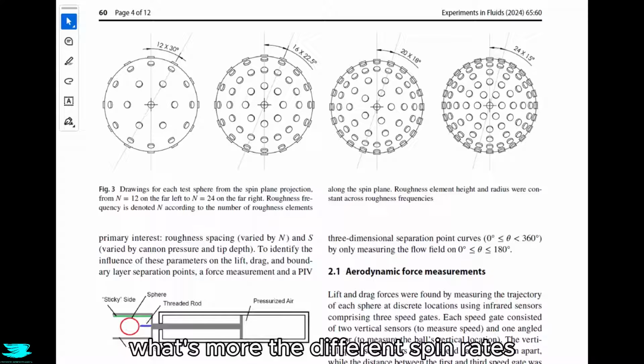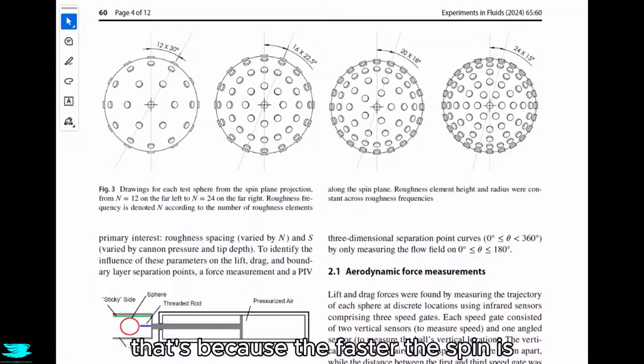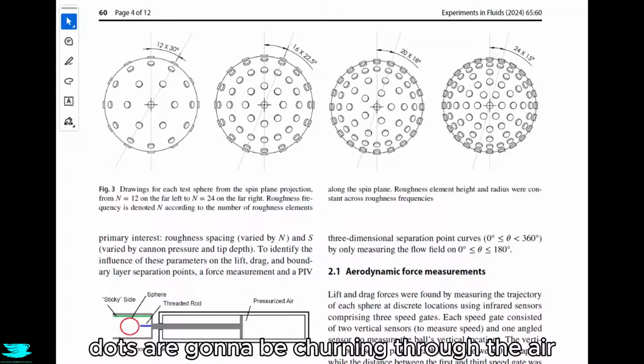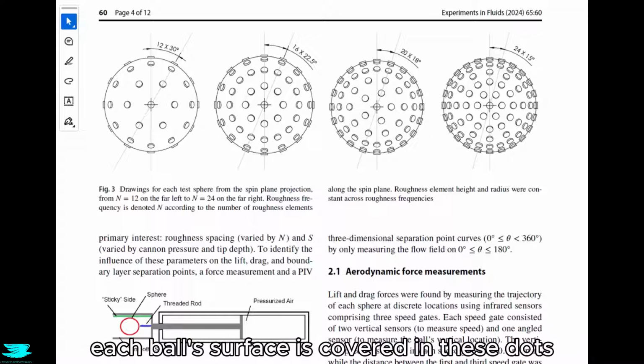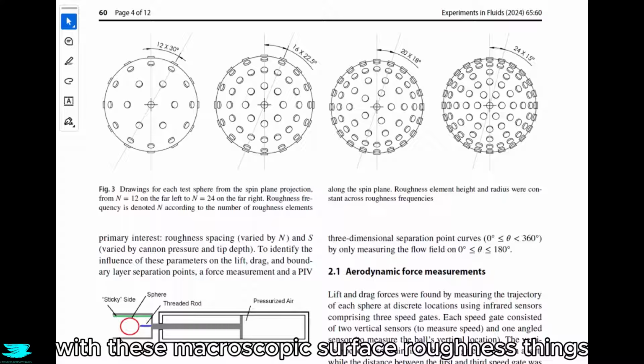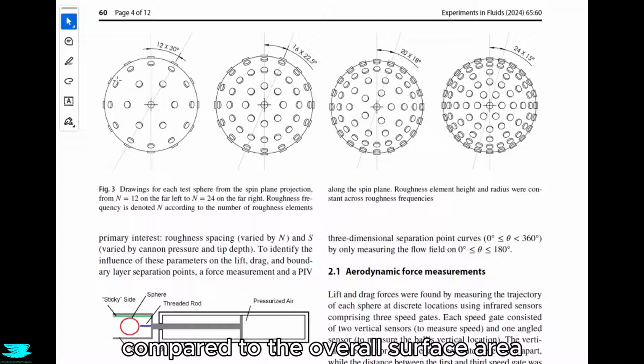What's more, the different spin rates also tell us how much these dots will churn up the flow too. That's because the faster the spin is, the more these dots are going to be churning through the air. Now, the authors have quantified how much of each ball's surface is covered in these dots with these macroscopic surface roughness things. And the way they did this was calculate the percentage of the surface area covered by them compared to the overall surface area.